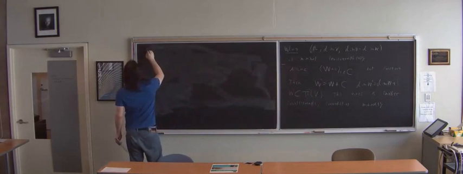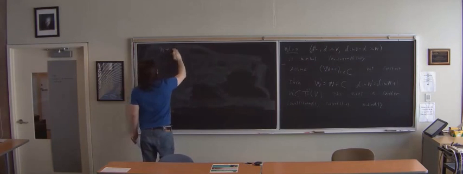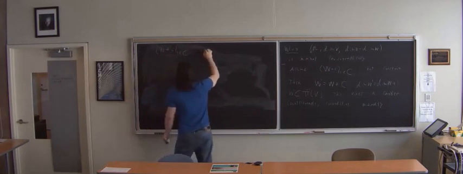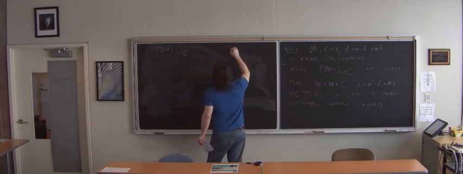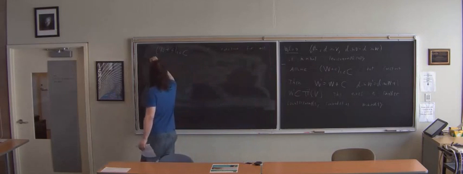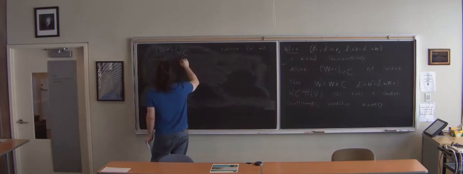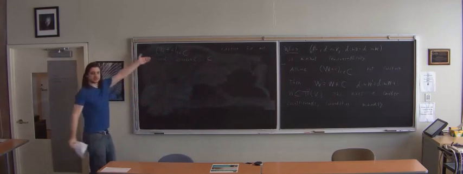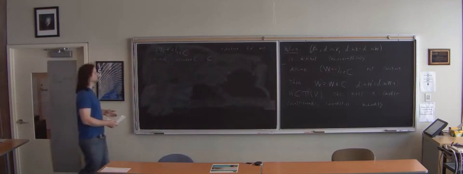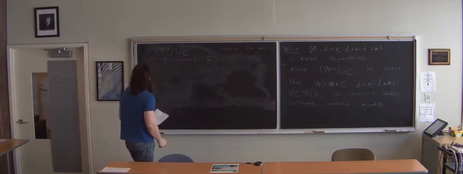Okay, so therefore, we can assume that this family of varieties is constant for all connected algebraic C. So for any curve C, this family has to be constant.